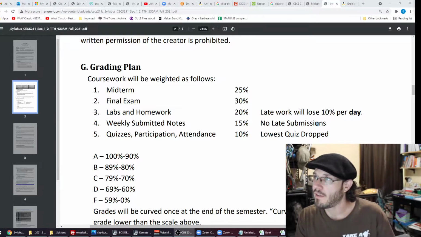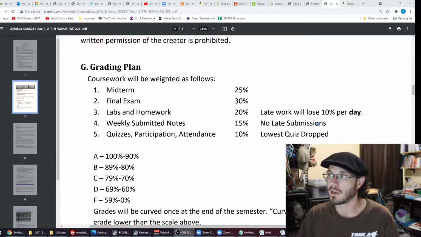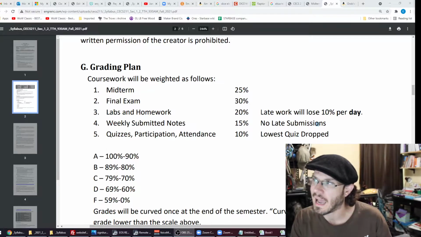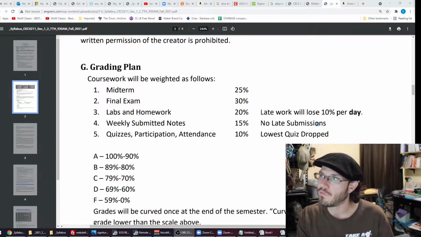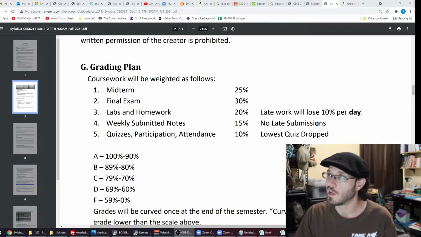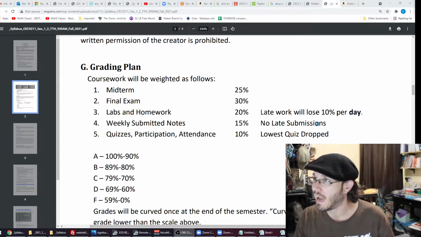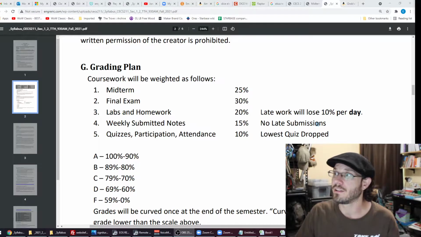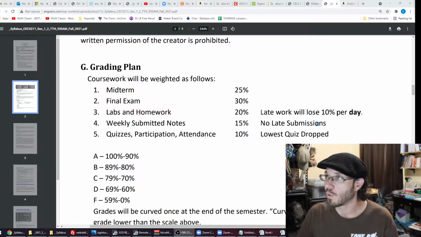Okay, but if I find, especially in the beginning, this is a big class, if I see that a few people are not submitting those notes, it's not really about that grade. I'm going to ask you guys to come over to my office hours, and we're going to talk about what's going on, because we cannot fall off.